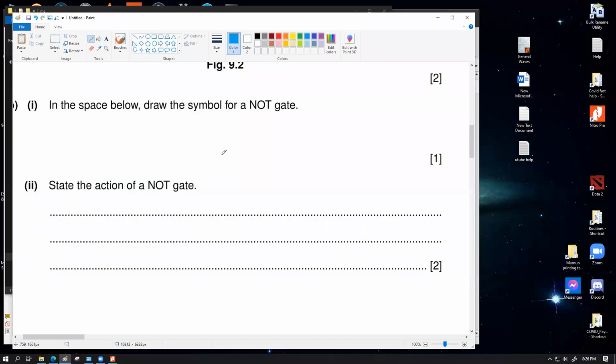That's basically it. So first you draw a NOT gate over here. The NOT gate looks like this, the circle, that's it. And then the action of a NOT gate means you can simply write over here input 0 gives output 1, input 1 gives output 0. You could directly write that, or you could write in words that it converts low voltage input into high voltage output, and vice versa. Writing vice versa should work, in my opinion, because it's just the other way around.